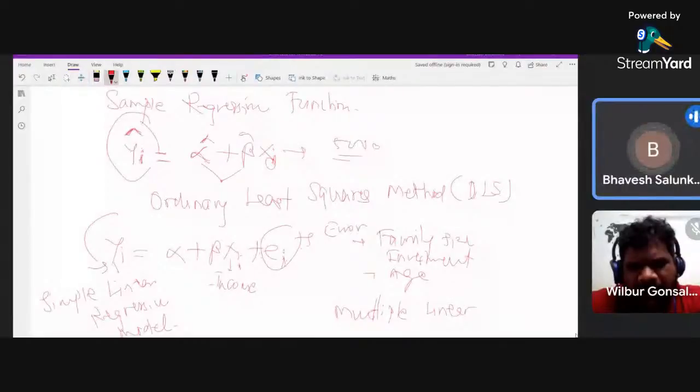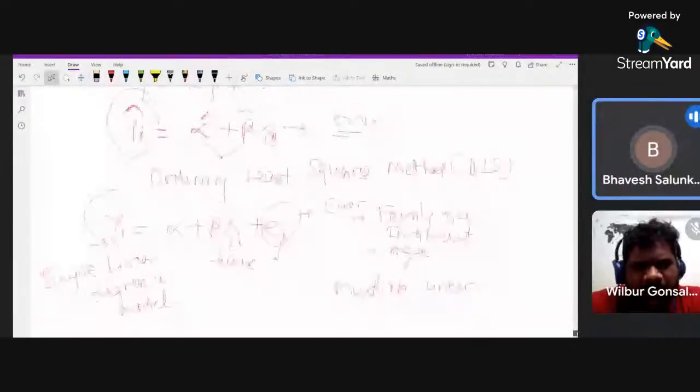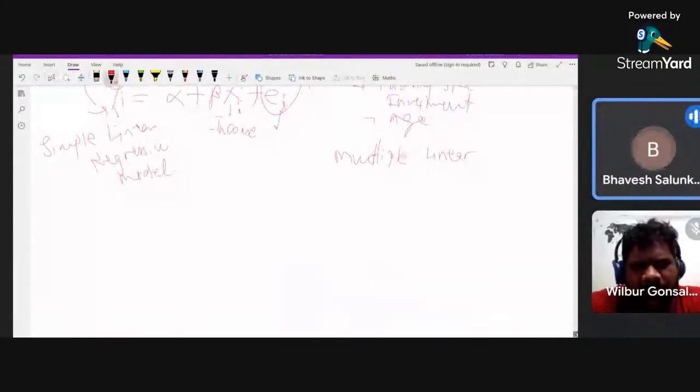So I make very important assumptions about this error term, and it is very important to make those assumptions about ei, because we don't know ei at all. We actually estimate ei from the estimated values alpha hat and beta hat. So which are the assumptions that we make? Those assumptions are called classical assumptions.